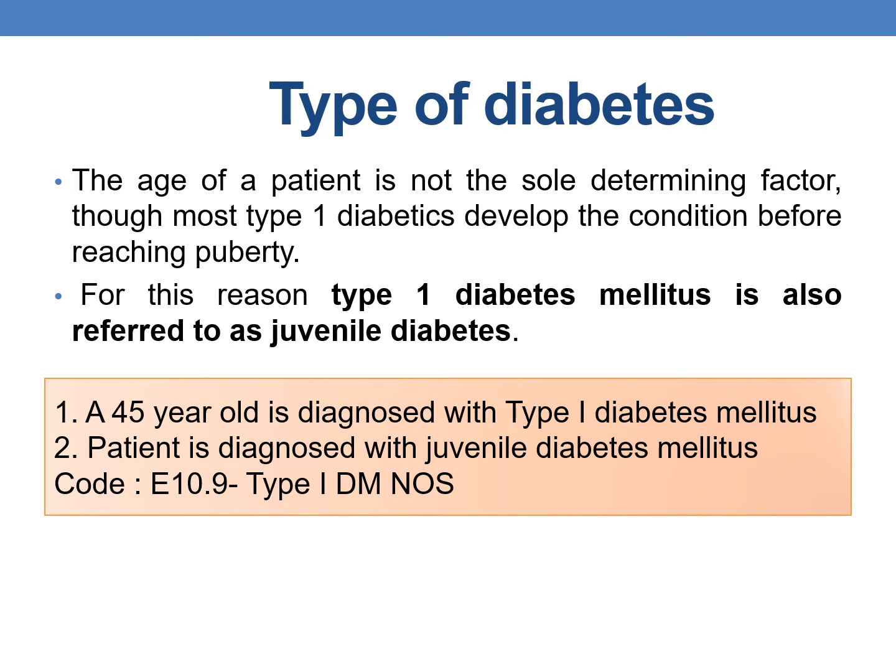Let us see an example. A 45-year-old is diagnosed with type 1 diabetes mellitus. And the second example is a patient diagnosed with juvenile diabetes mellitus. In the first case, though type 1 diabetes mellitus usually develops before reaching puberty, the patient is 45 years old and is diagnosed with type 1 diabetes mellitus. So you can see that age is not the sole determining factor. In both examples, the appropriate answer is E10.9, which is type 1 diabetes mellitus NOS. For juvenile diabetes mellitus and also for the 45-year-old patient diagnosed with type 1 diabetes mellitus, we assign the same code, E10.9.